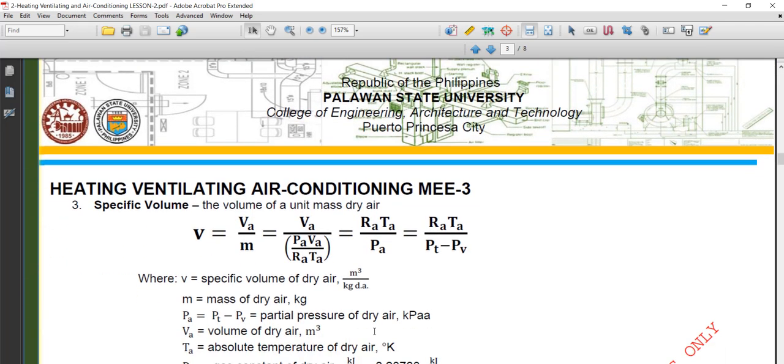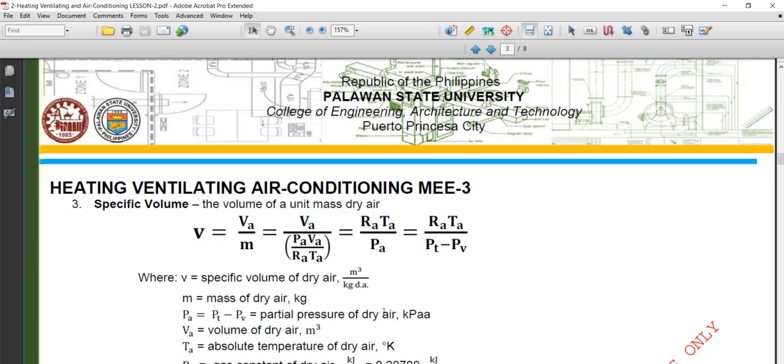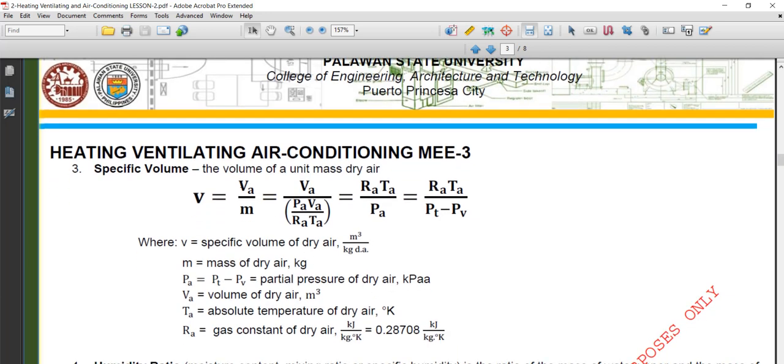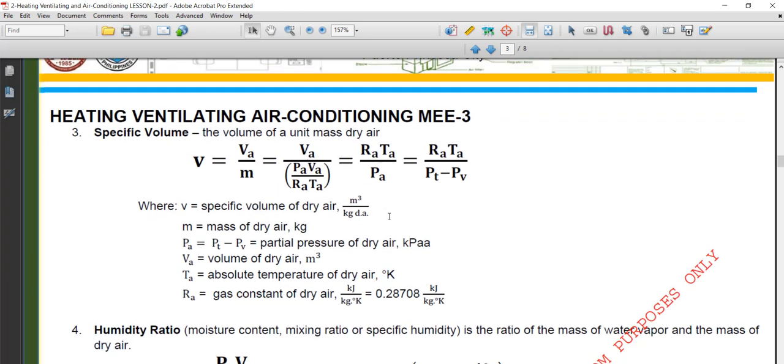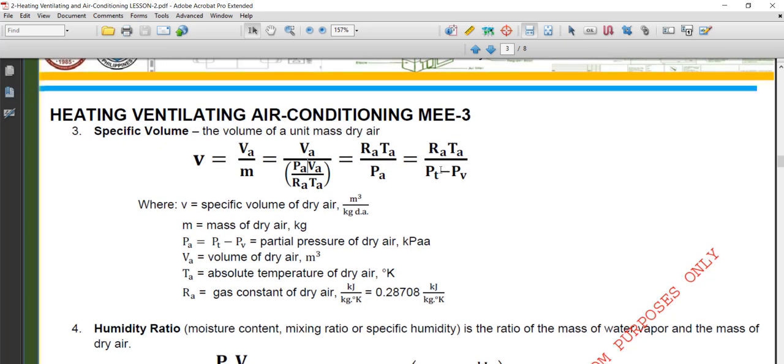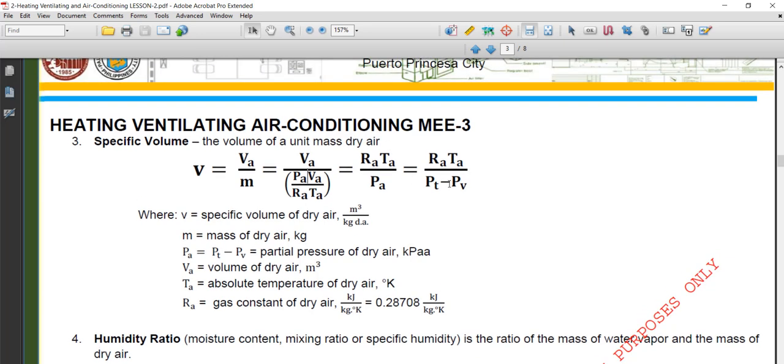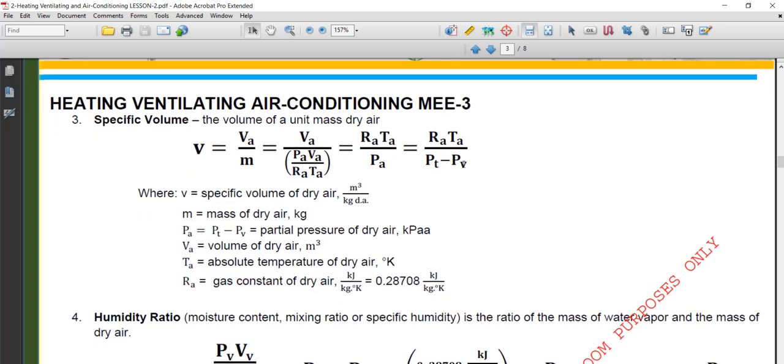So we have the specific volume, the volume of unit mass of dry air. We can express that as the volume of air divided by the mass, or we can express your mass by means of PV = mRT. Okay, so cancel out the common volume of air, then we have arrived at this one. Then we have also the partial pressure of dry air, which is the total pressure minus the partial pressure of the vapor.